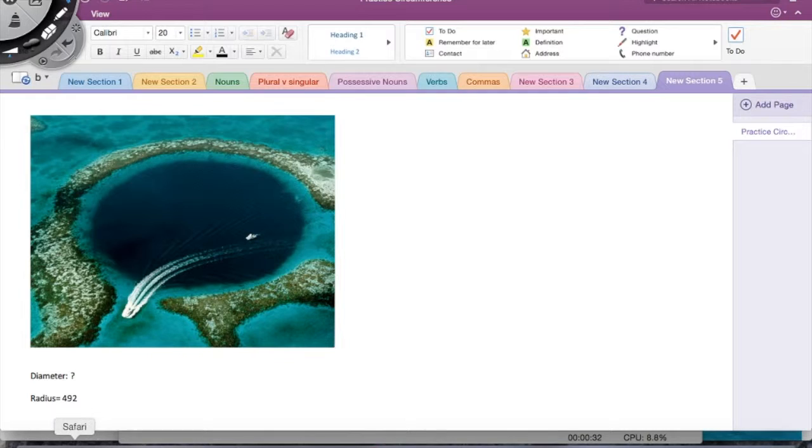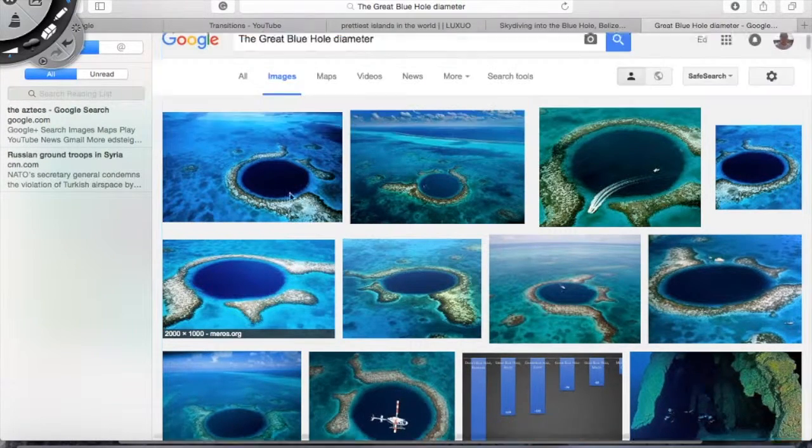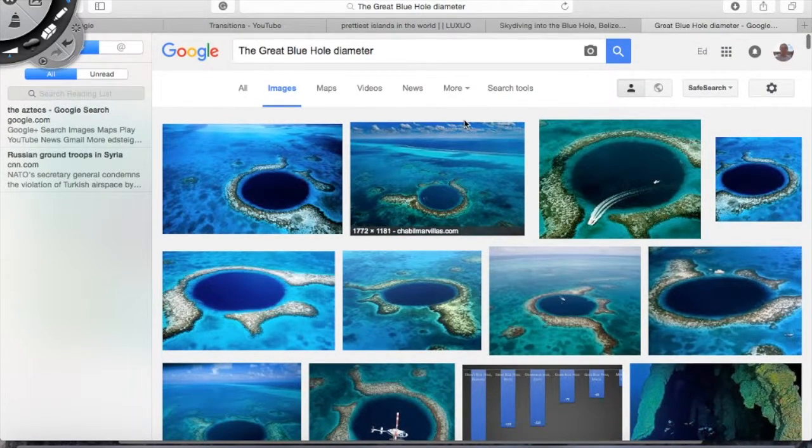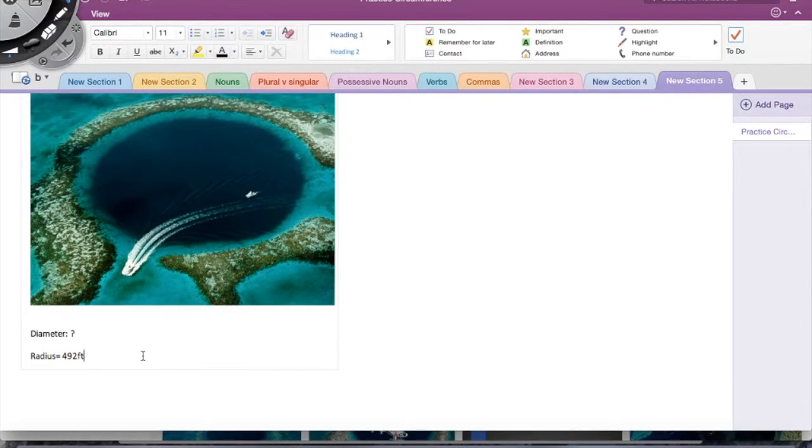Before we do that though, let's go to this picture. This is the Great Blue Hole, and this is found in Belize. Belize is in Latin America. It's this huge water sinkhole. I thought it'd be cool to apply this theory to something outside of our daily lives. So I went on to Wikipedia and I found that the radius is around 492 feet. And it's a pretty close estimate.